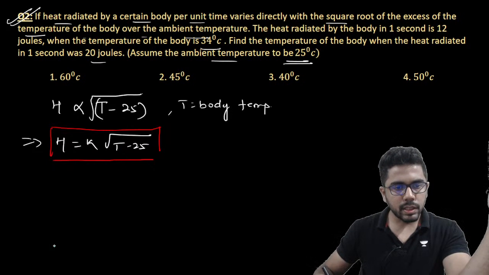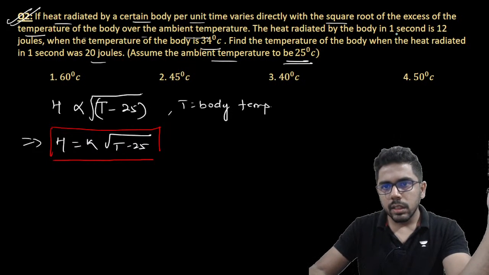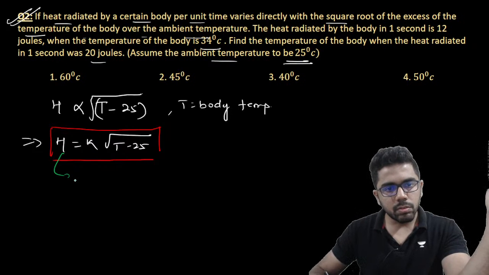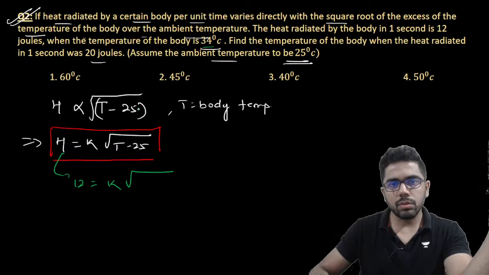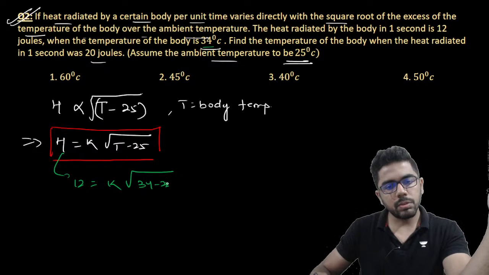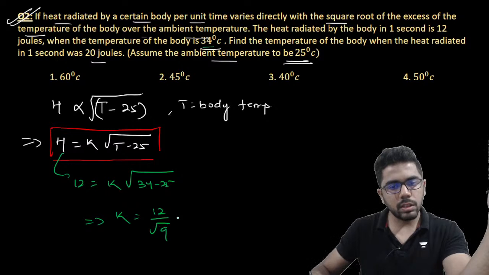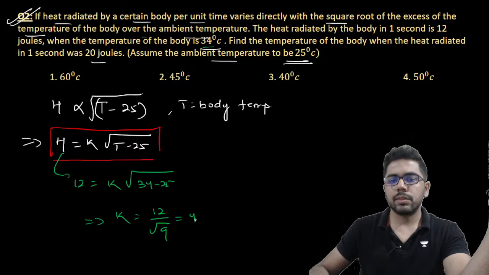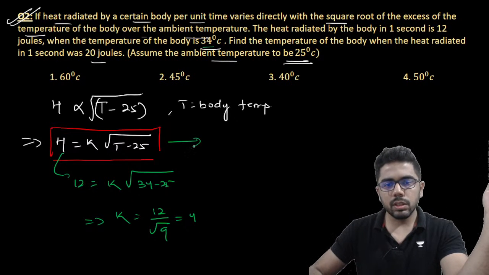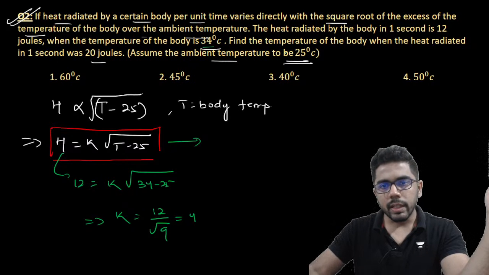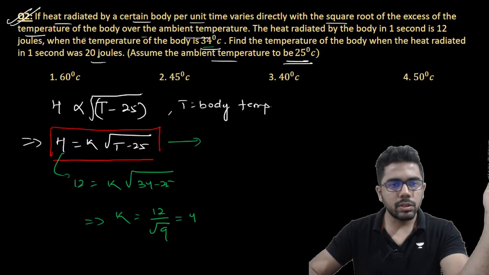पहला इंफॉर्मेशन क्या दिया है ना, हीट रेडिएटेड is 12 joules, तो H is equal to 12, तो यहाँ पे K when the body temperature is 34. So 34 minus 25. So this gives me K is like 12 by square root of 9. So 12 by 3 I get K as 4. So you put K as 4 in this equation. Find the temperature of the body when the heat radiated is 20.